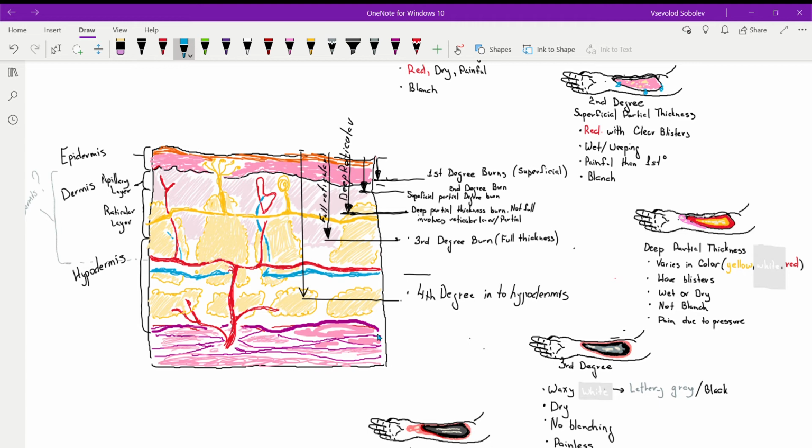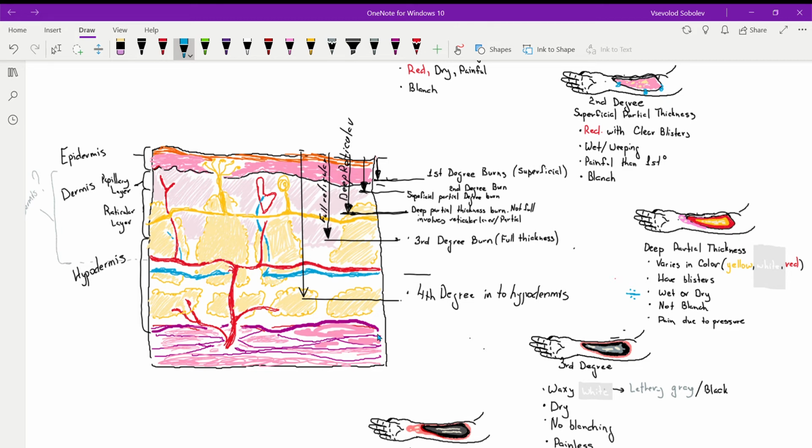So, I didn't talk about deep partial thickness burn. So deep partial thickness burn, it would be whitish, could be yellow, could be red, and it could be blisters, or might not be blisters. So it's at that golden middle, that level where the blood vessels are present or not, is the nerve present or not, or they're absent completely. So they could be wet or dry. Usually they don't blanch, and pain due to deep pressure.